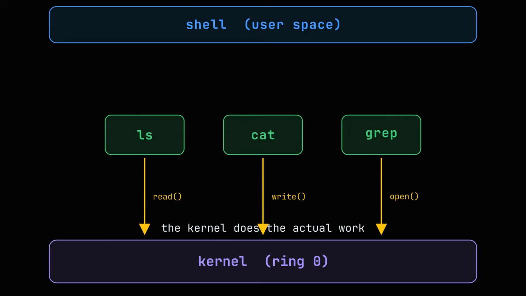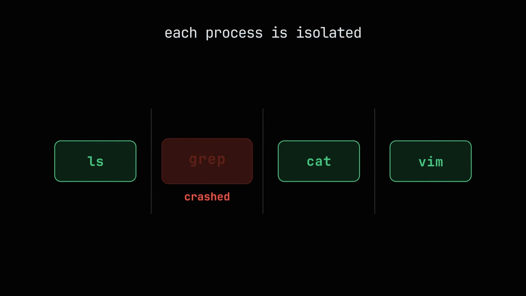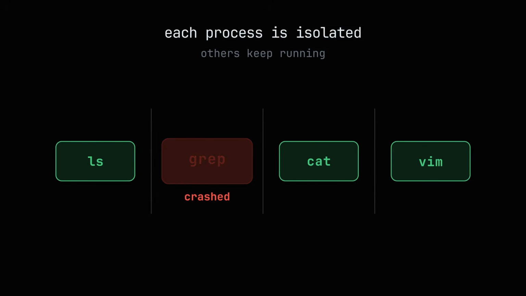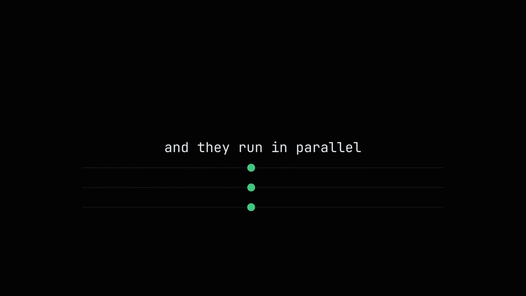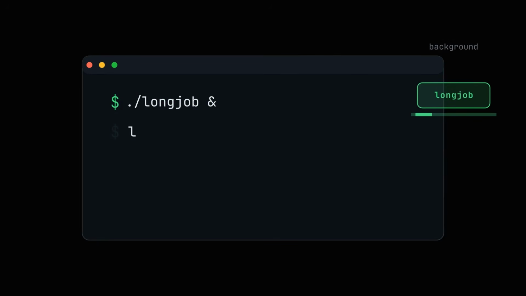This is why processes are isolated. If ls crashes, it doesn't affect your shell because they're separate processes with separate memory. That's process isolation, one of the most important concepts in OS design. This is also why you can run sleep 60 with an ampersand and immediately type another command. The shell doesn't wait. It spawns another process.